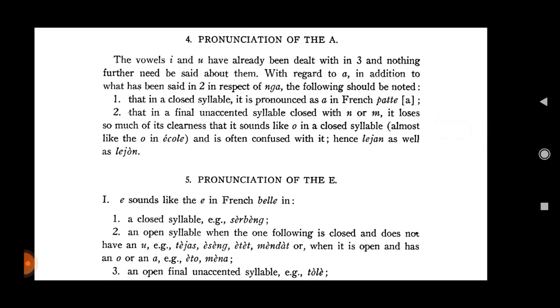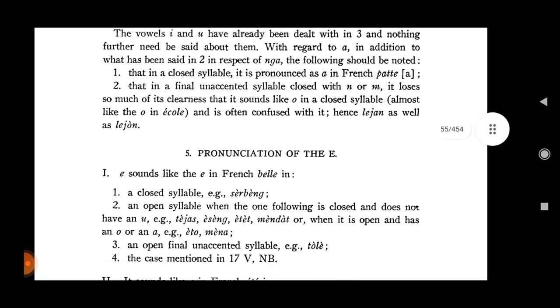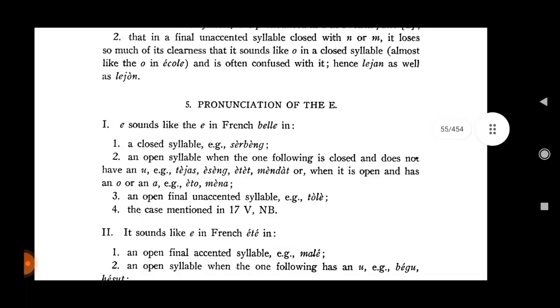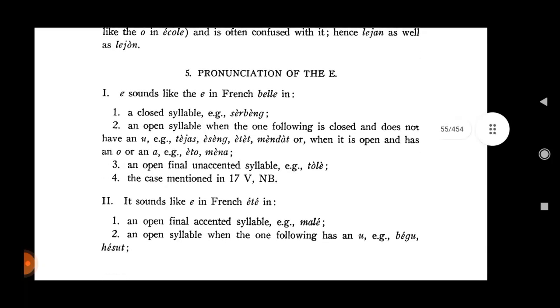Pronunciation of the A. The vowels E and U have already been dealt with, and nothing further need be said about them. With regard to A, in addition to what has been said in respect of nga, the following should be noted. One, in a closed syllable it is pronounced as A in French pate. Two, in a final accented syllable closed with N or M, it loses so much of its clearness that it sounds like O in the closed syllable, almost like the O in equally, and is often confused with it, hence Leon as well as Leon.